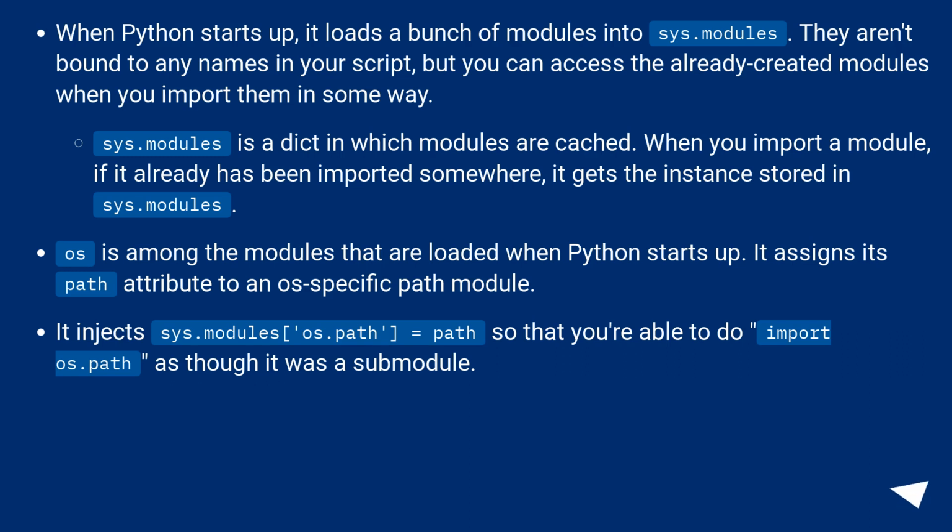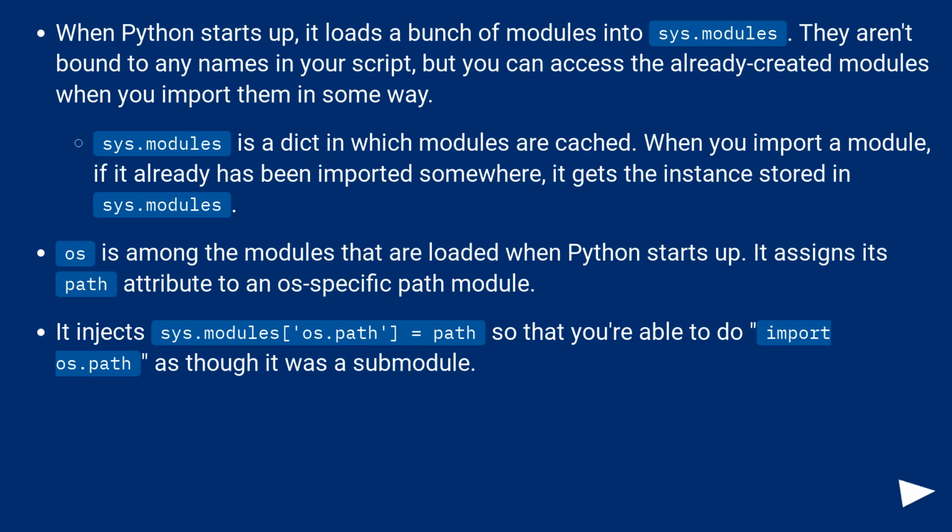When Python starts up, it loads a bunch of modules into sys.modules. They aren't bound to any names in your script, but you can access the already created modules when you import them in some way. sys.modules is a dict in which modules are cached. When you import a module, if it already has been imported somewhere, it gets the instance stored in sys.modules.